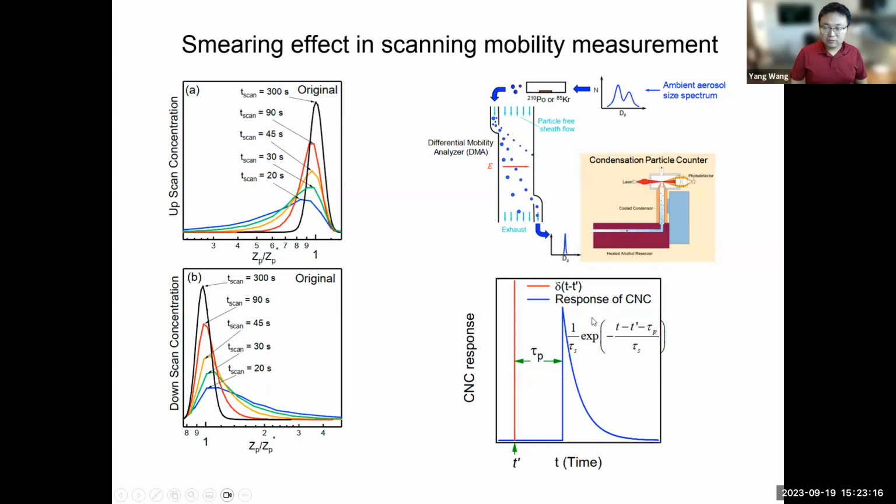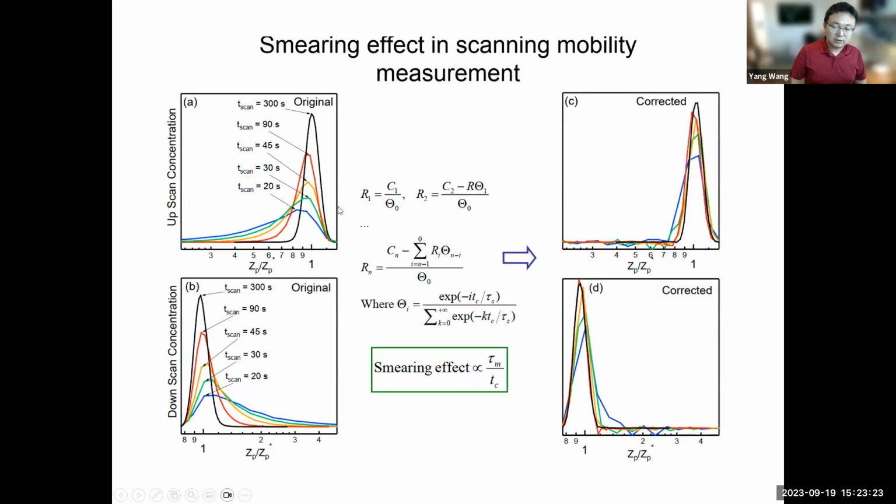So because of that, we have to consider this resonance time or this smearing effect when we are trying to invert the size distribution. There are relatively complex processes for doing this data inversion, but you can see that after we consider this smearing effect, you can get relatively accurate size distributions compared to, let's say, the case of a long time scanning, right?